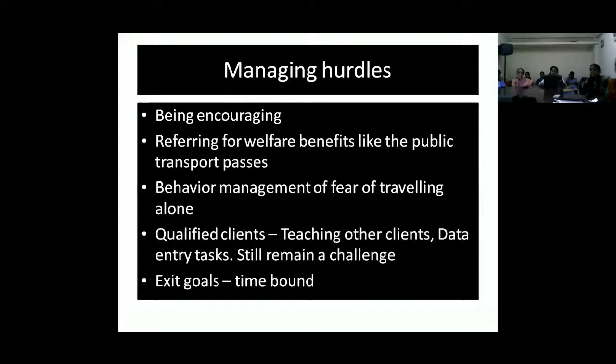We are able to manage certain burdens for clients who cannot afford travel. We offer a free bus pass, which is through disability certification. Clients and family are constantly encouraged and motivated by sharing success stories. Clients with fear are handled by behavior management. Caregivers are initially allowed to accompany them, and later we gradually ask them not to come.